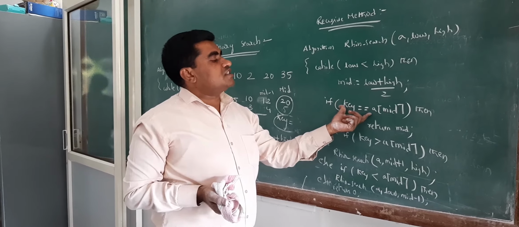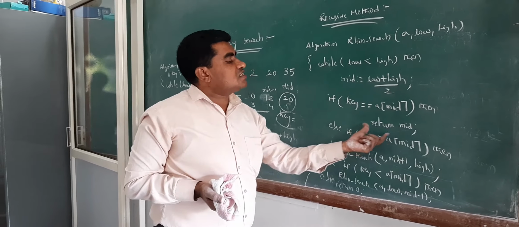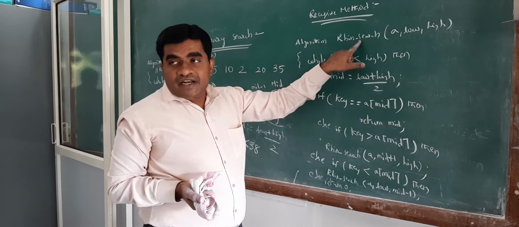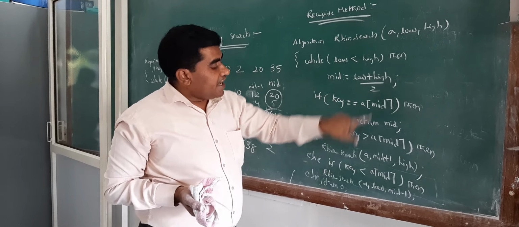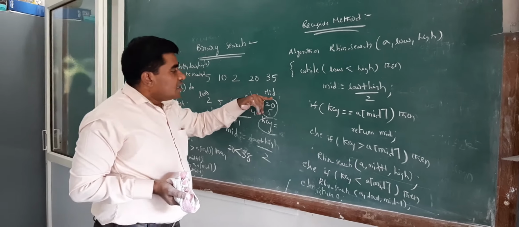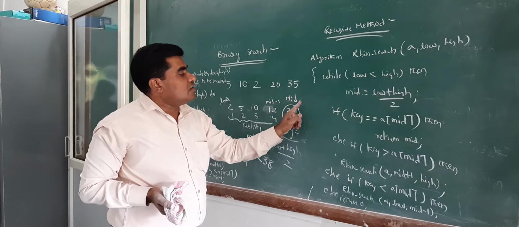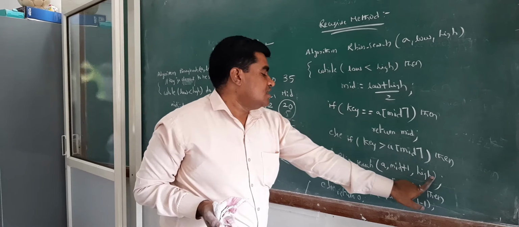If it is matching with the mid value, then the element is found. Otherwise, if the search element is greater than the mid value, then we have to enter the sublist 2, that is binary search on array A with the second sublist starting from mid plus 1. Why? Because it is after the mid value. So it starts at mid plus 1 and ends at high.